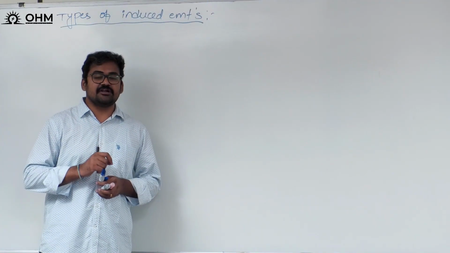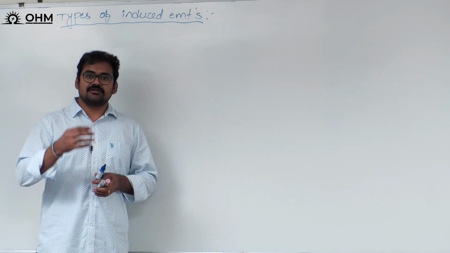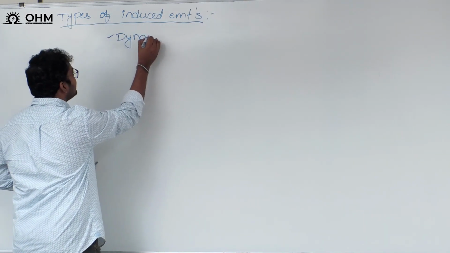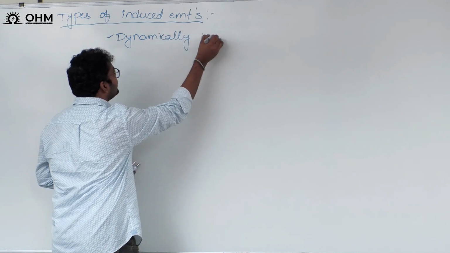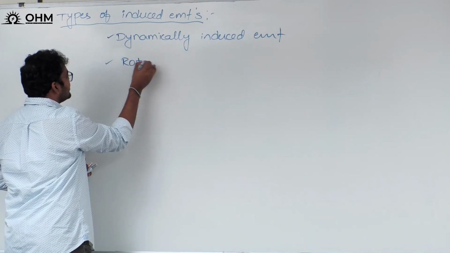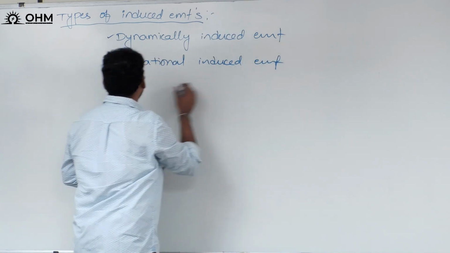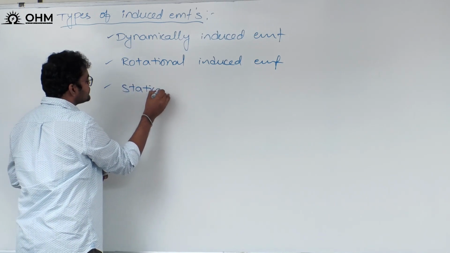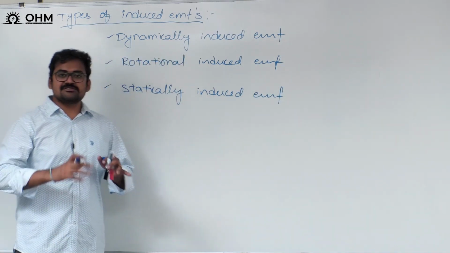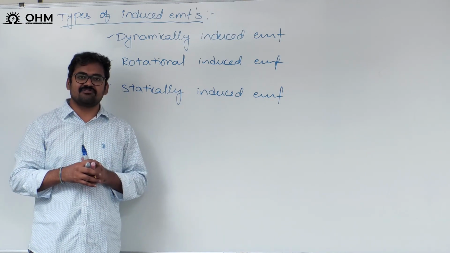Now let us see what the different types of induced EMFs are. We studied this already in the earlier machines course. There are three types of induced EMFs possible. Those are dynamically induced EMF, the second one is rotational induced EMF, and the third one is statically induced EMF. So these are the three types of induced EMFs that we have. Now let us discuss each type of induced EMF in more detail.